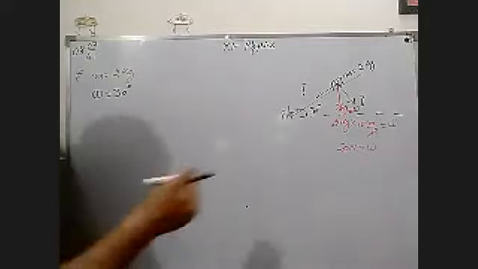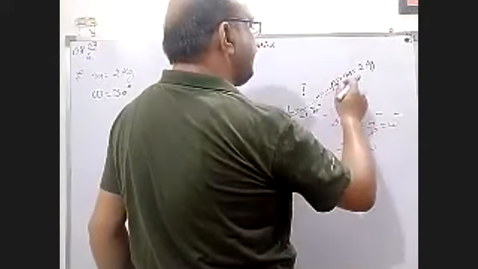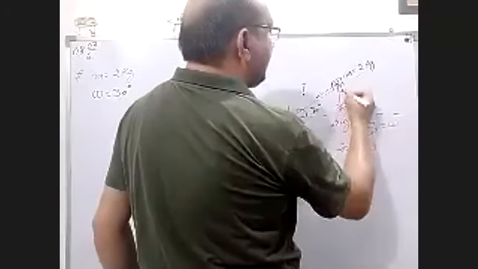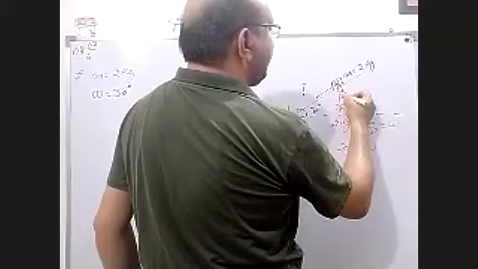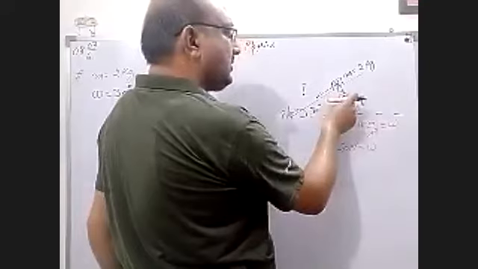Now, if this angle is 30 degrees, then this angle is also 30 degrees. By geometry, you can take this angle as also 30 degrees.